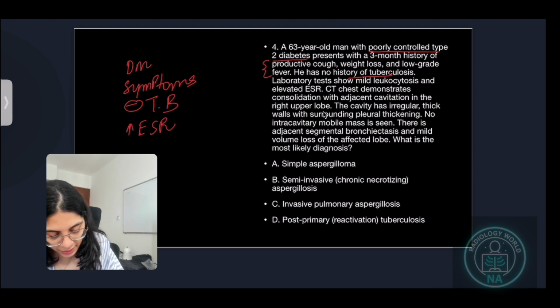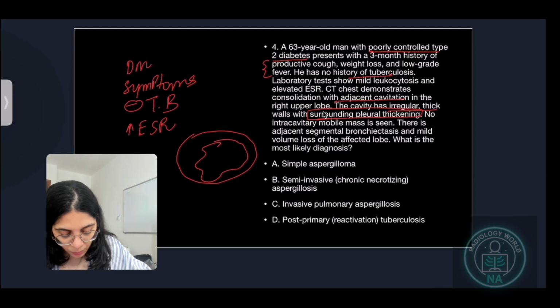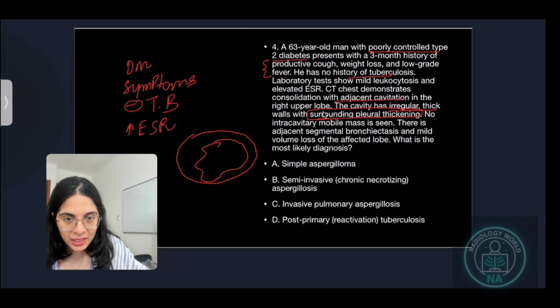CT chest shows consolidation with adjacent cavitation. The cavity has irregular thick walls with surrounding pleural thickening. So there is an irregular cavity with surrounding pleural thickening. No intracavitary mobile mass is seen, so this is not a case of aspergilloma. There is adjacent segmental bronchiectasis and mild volume loss of the affected lobe. What is the most likely diagnosis?